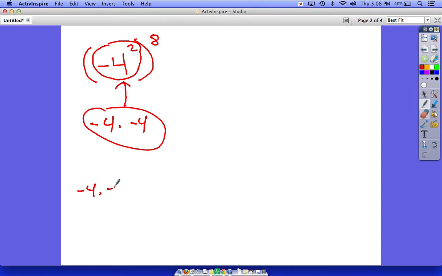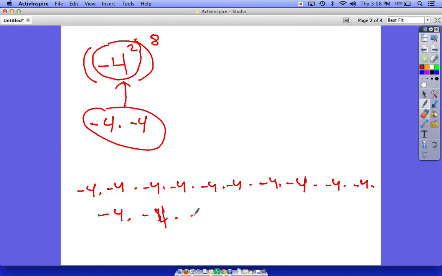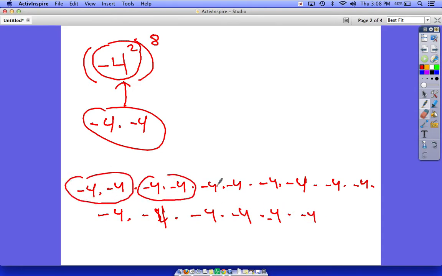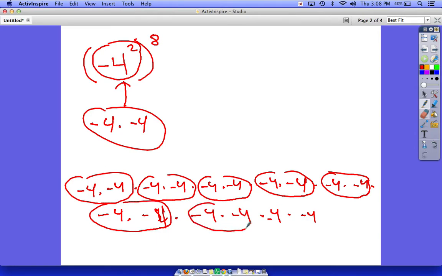So negative 4 times negative 4, there's 1. Negative 4 times negative 4, there's 2. Negative 4 times negative 4, there's 3. Negative 4 times negative 4, there's 4. Negative 4 times negative 4, that's 5. Negative 4 times negative 4, 6. Negative 4 times negative 4, that's 7. Negative 4 times, I forgot a negative sign, negative 4, that's 8. Let's make sure I got this here. 1, 2, 3, 4, 5, 6. So there we go, I did get them all.